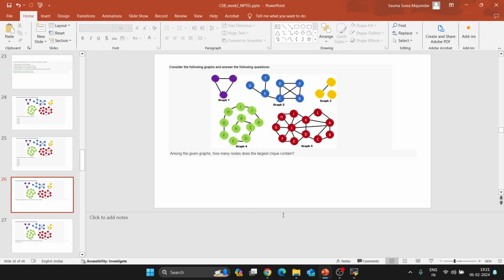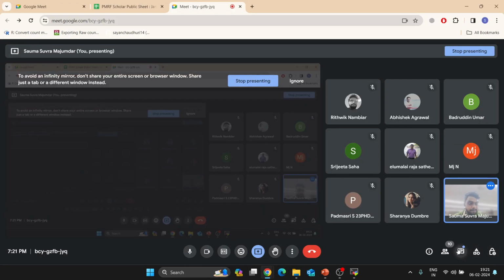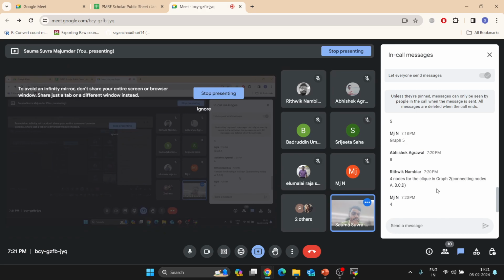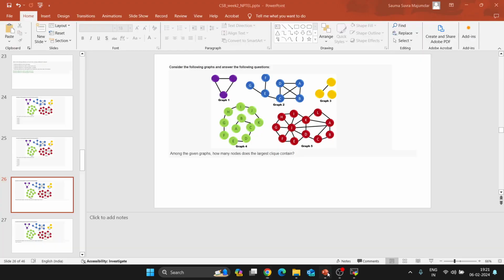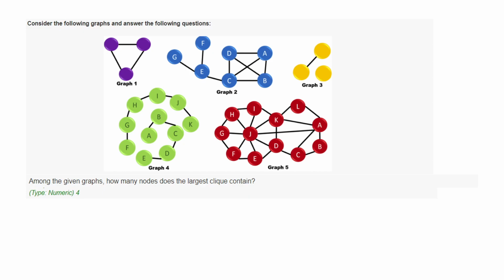Let's see if we have any answers. Yeah, most of you are correct. It's basically this graph 2, having this A, B, C, D. This is the largest clique present among all the graphs, and this has 4 nodes. So yeah, it's correct. Next.